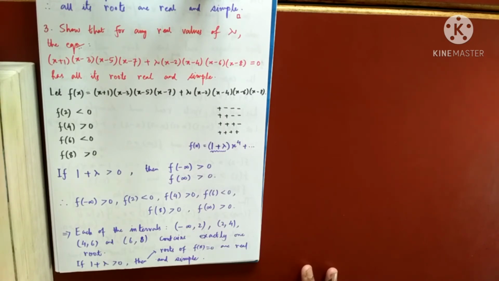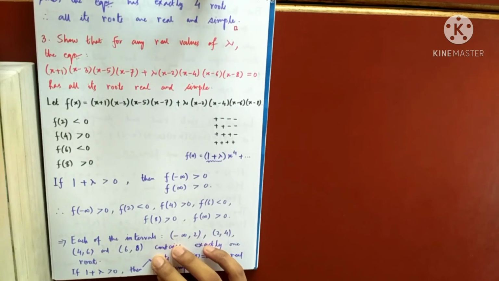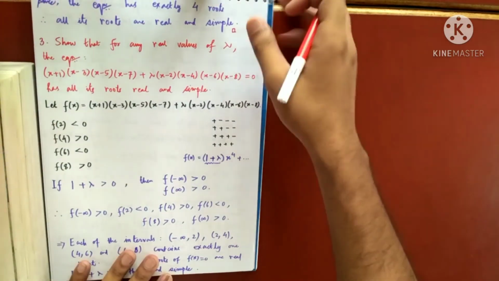But this means my equation depends upon the values of lambda. Only for these values of lambda, that is lambda greater than minus 1, does this have real and simple roots. But I have to prove the other cases as well. Therefore, if 1 plus lambda is less than 0, then let's see what happens. So let's consider another case when 1 plus lambda is less than 0.